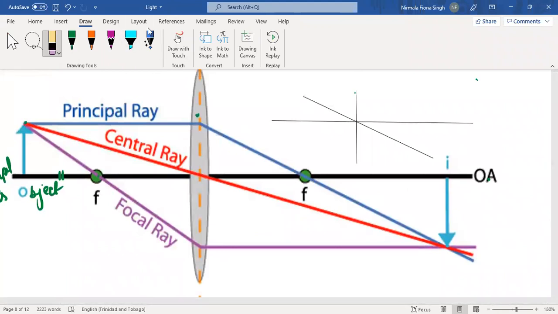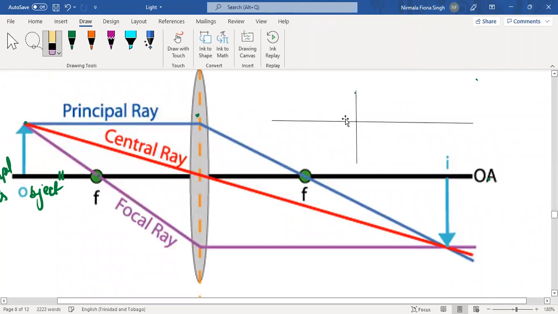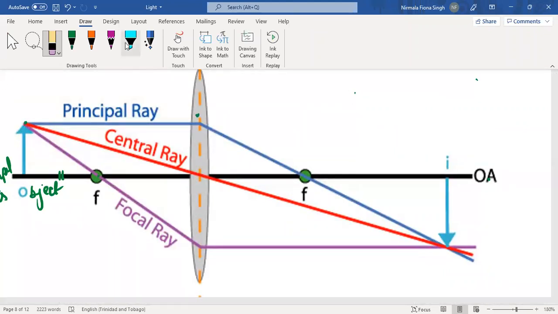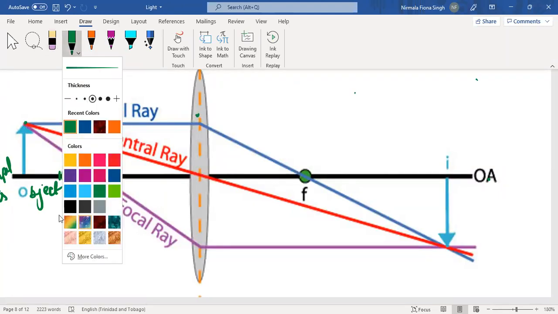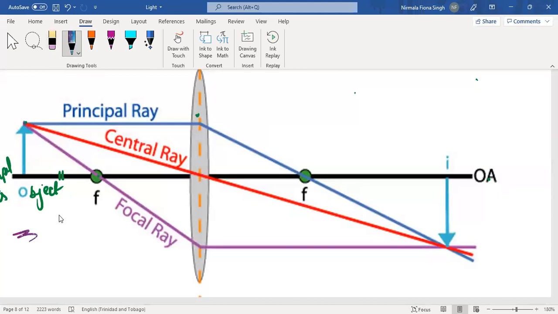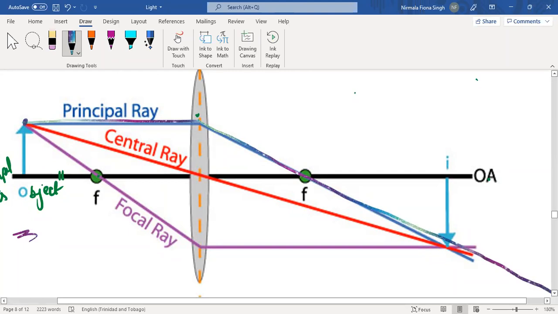Let's go through this again. I just spoke a bunch of stuff unrelated to each other. Our first line that we draw, that's colorful. One, from the very top of your object, you draw a line parallel to your principal axis. You meet the center of your lens, and then you draw your line down through your optical center to your principal focus as far as you can.